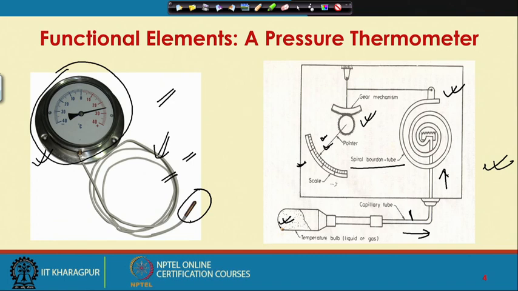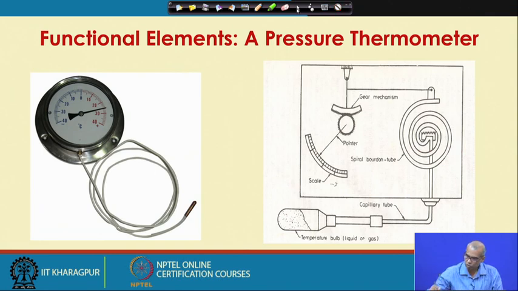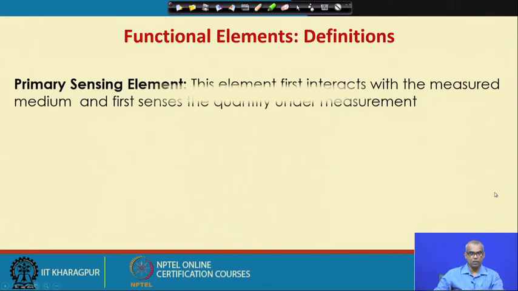So, now let us try to see whether it is possible for us to break down this instrument into several functional elements. We just said that there will be a primary sensing element which will first receive information about the quantity being measured. Here we are measuring temperature. The element that first receives information about the temperature is the bulb. So, the bulb is my primary sensing element.